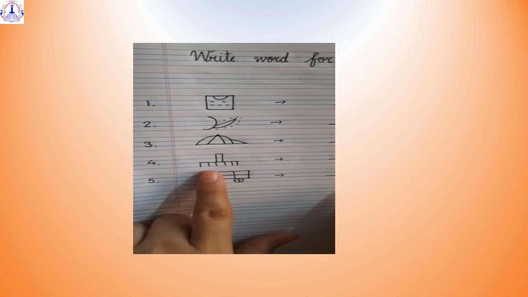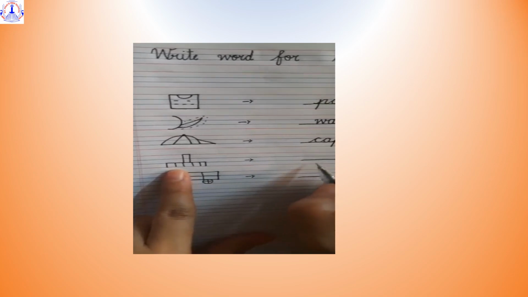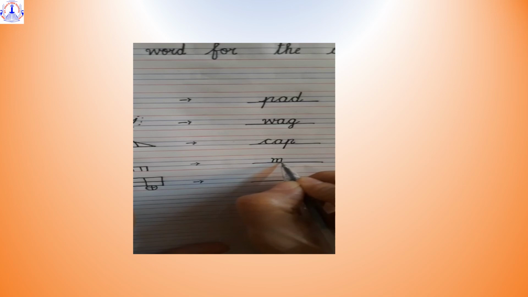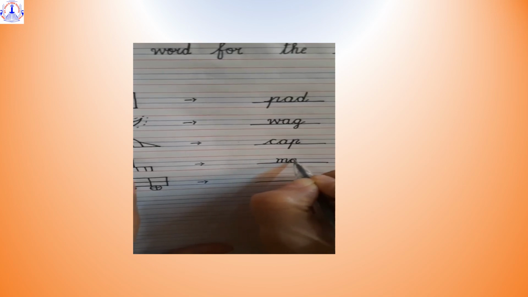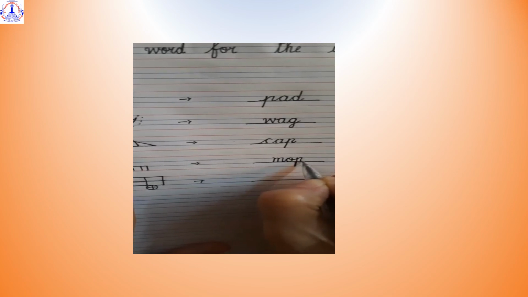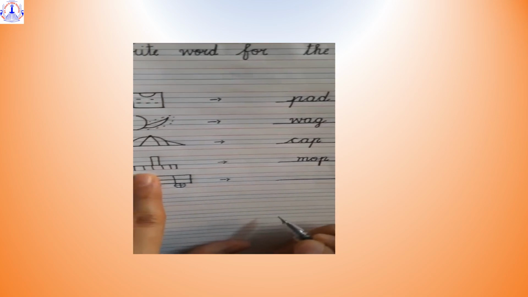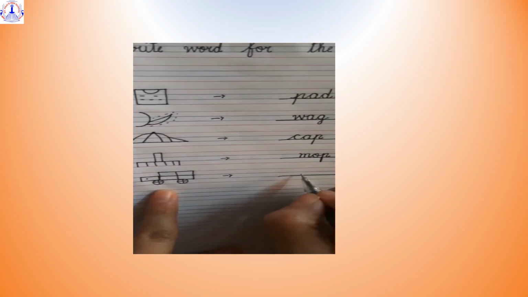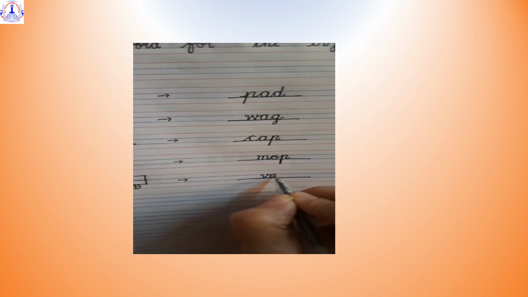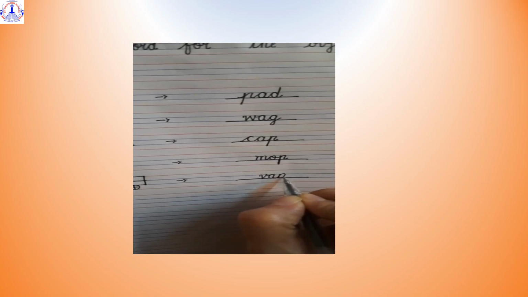Our next object is mop. M-O-P, mop. Write small cursive M. Join and write O. Join and write P. M-O-P, mop. And the last object is van. V-A-N, van. Small cursive V. Join and write A. Join and write N. V-A-N, van.